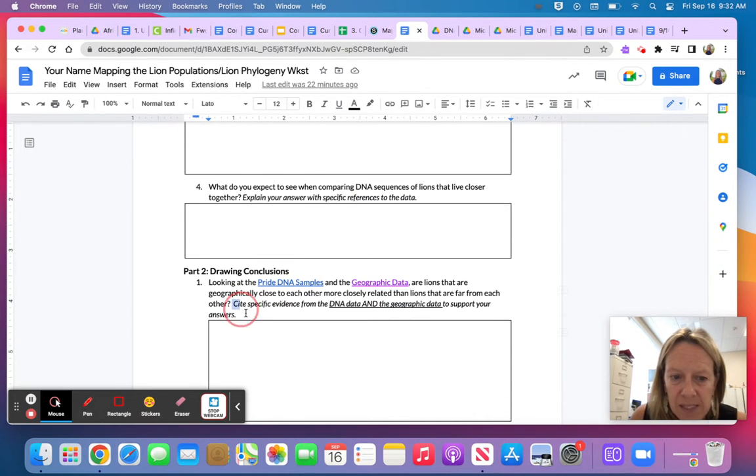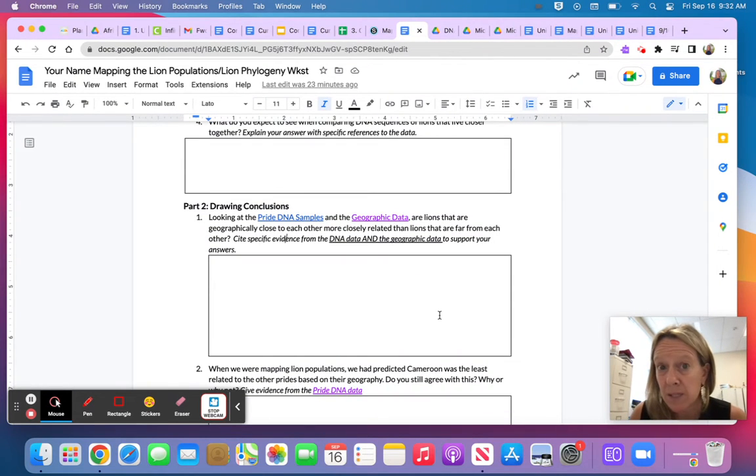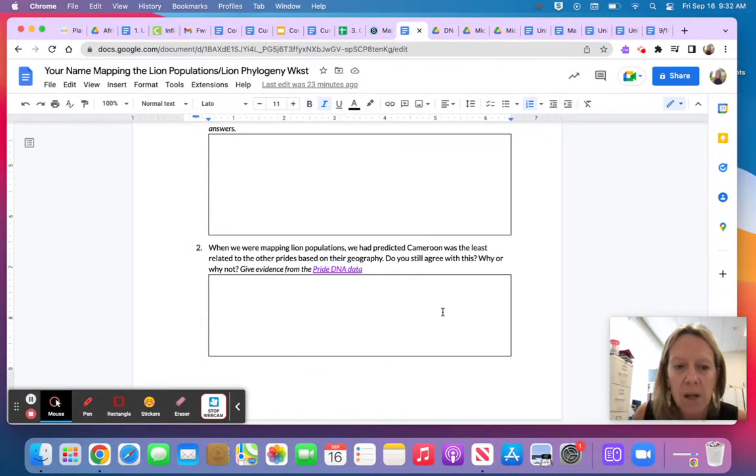So again, cite specific evidence from the DNA and the geographic data to support your answer. So a complete answer would have some DNA to really back up that claim that you're making. Is the DNA similar or is it different?